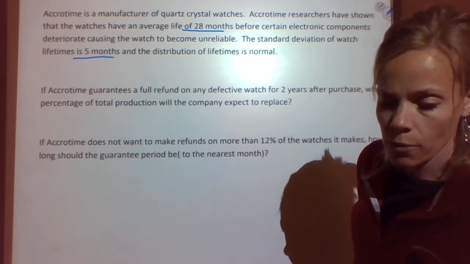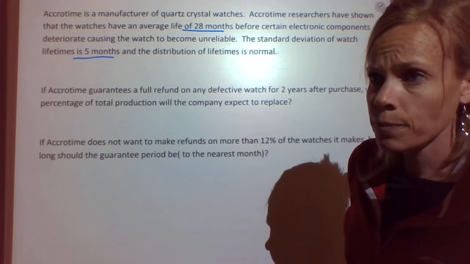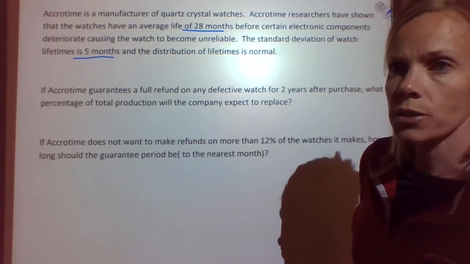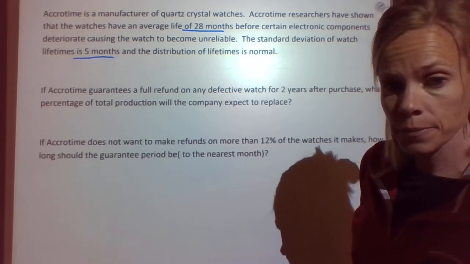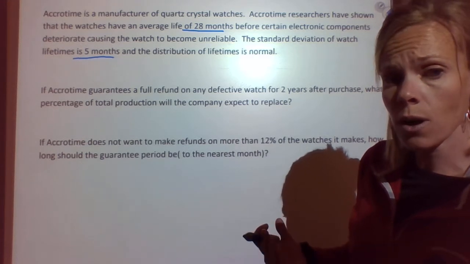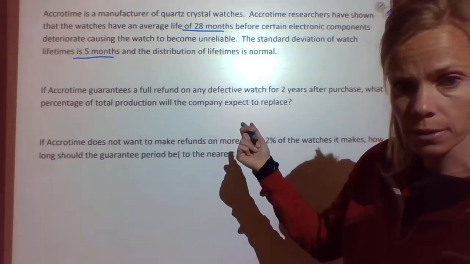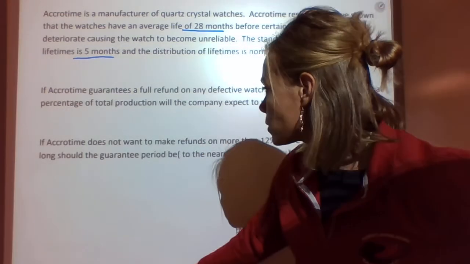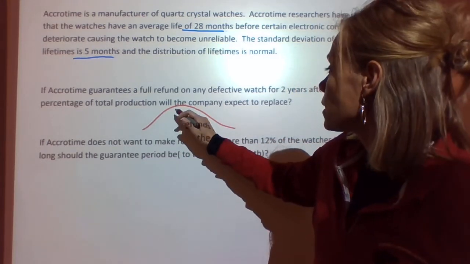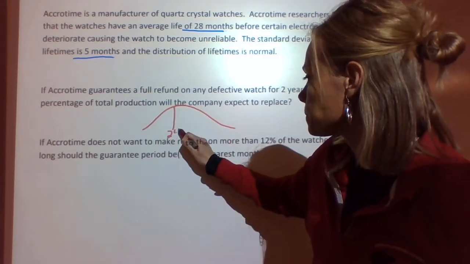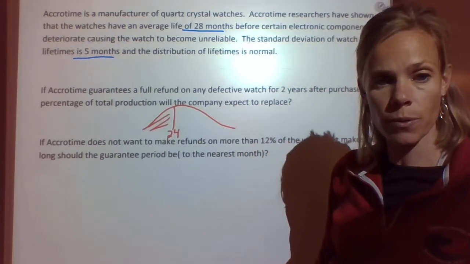Okay, so if you buy a watch and it's guaranteed to last 2 years, when will you get a free watch? If it lasts less than 2 years or more than 2 years? Less than 2 years. If you have a watch and it lasts less than 2 years, you're going to get a free one. Okay, so I want to know what percent. So 2 years we know is 24 months. I want to know what percent of watches last less than 24 months.